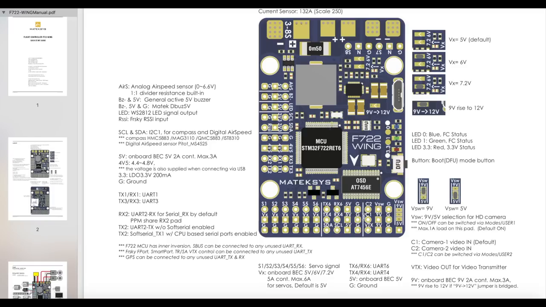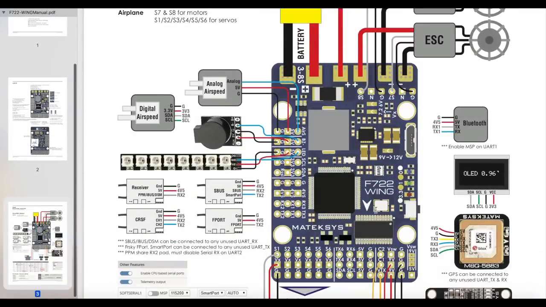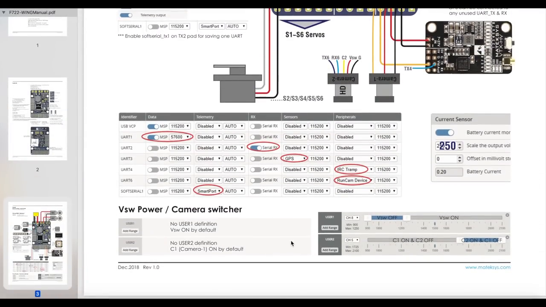So if you do connect two cameras, so if you've got one plugged into this row here, and then another one plugged into this row here, you can simply go into your iNav configurator, and I believe it is down here. And basically, it shows you here how to use the camera switcher.